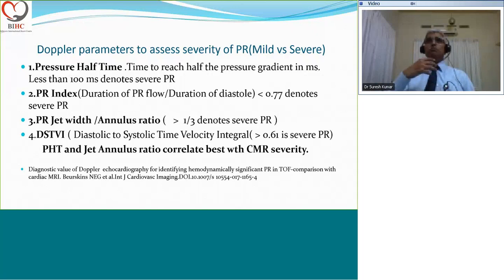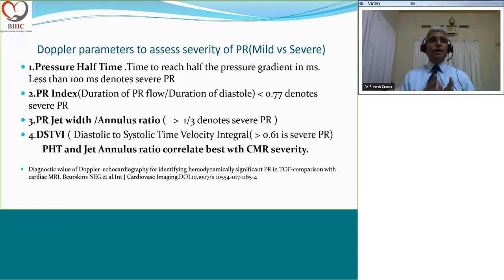You can be a little more geometric. You can look at a diastolic to systolic time velocity integral. And this is looking at the spectral envelopes of both the diastolic flow and the systolic flow. And if the diastolic time velocity integral is more than 0.61, that is evidence of severe PR.